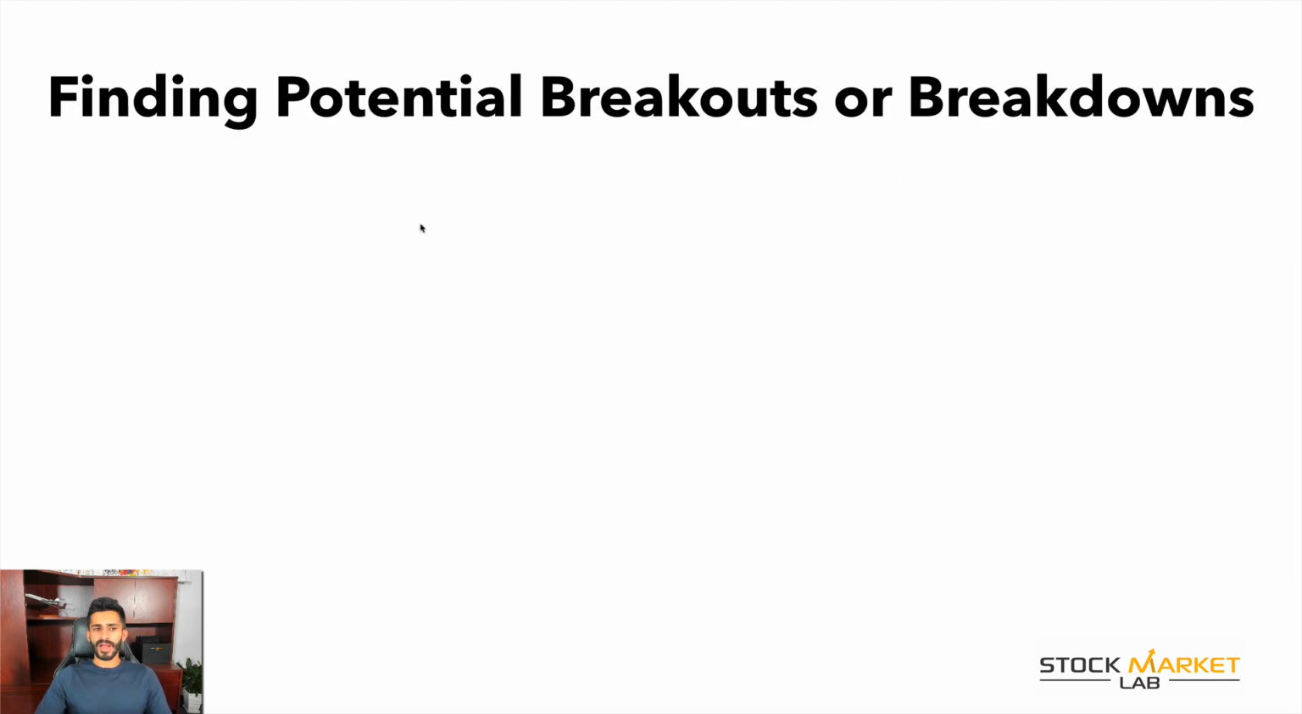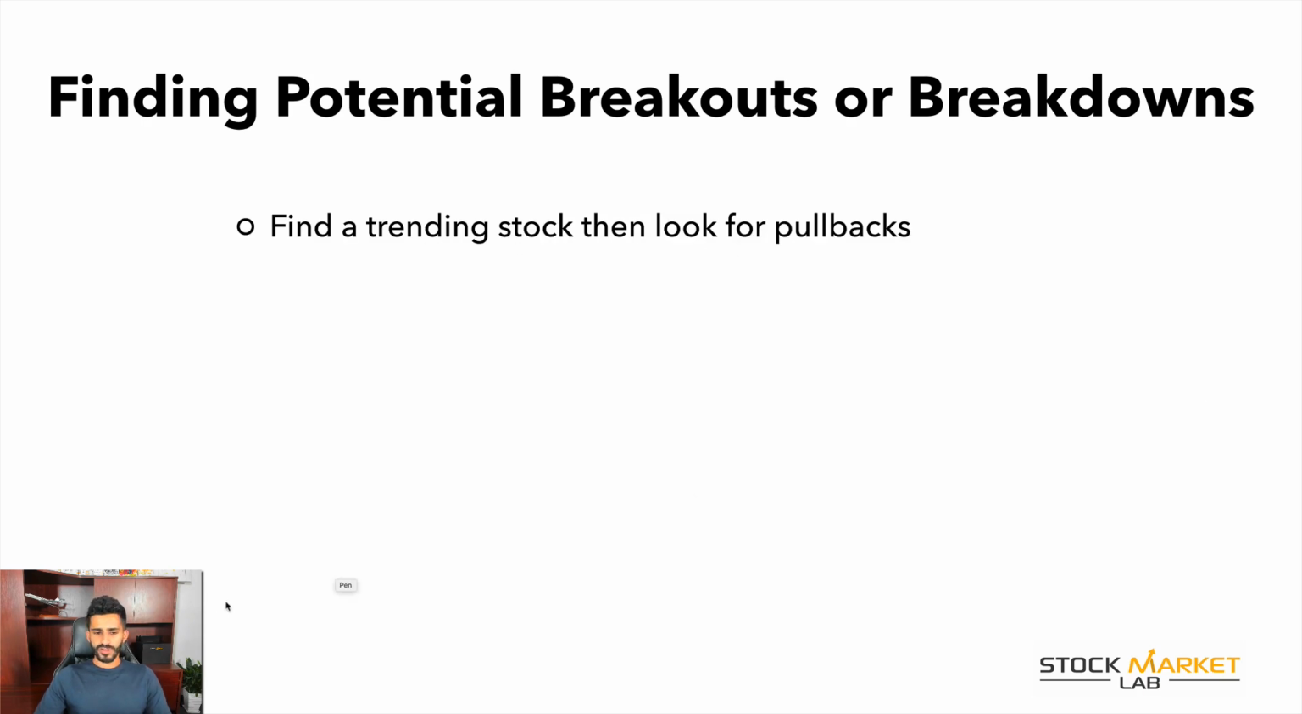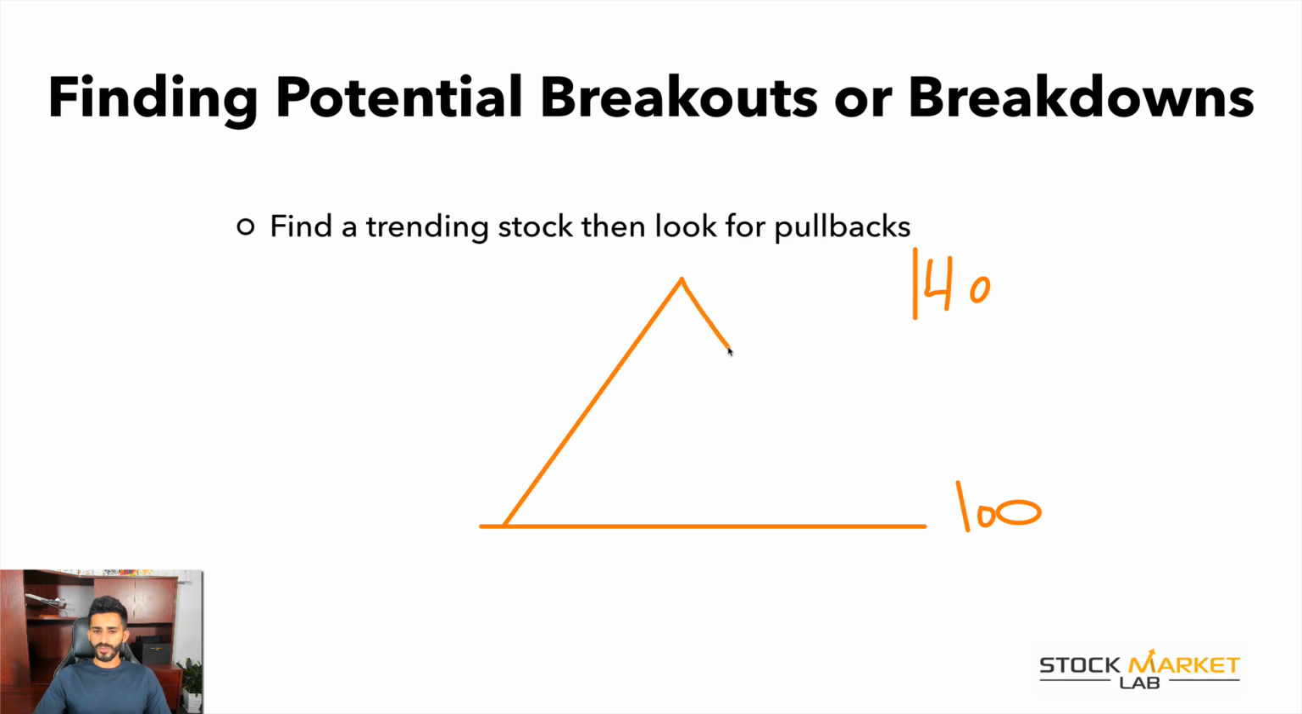Now, the question a lot of people have is, how do I find potential breakouts or breakdowns? So you look for a trending stock and then look for pullbacks. So if a stock is trending, right, you look for pullbacks, right? For example, like stock Roku went from 100 to 140 in a short period of time. The stock is trending. Wait for the pullback. You can either buy on the pullback or buy on the continuation.